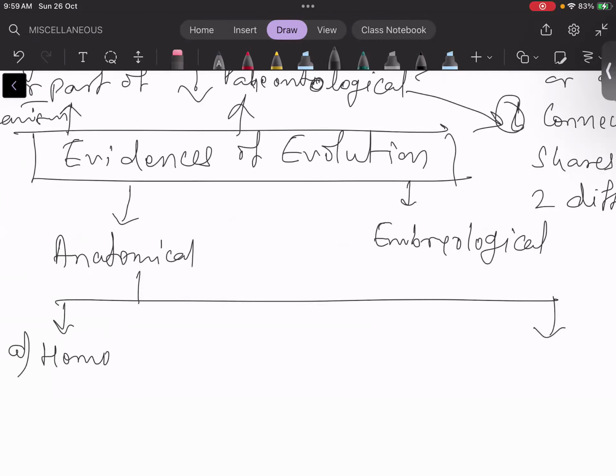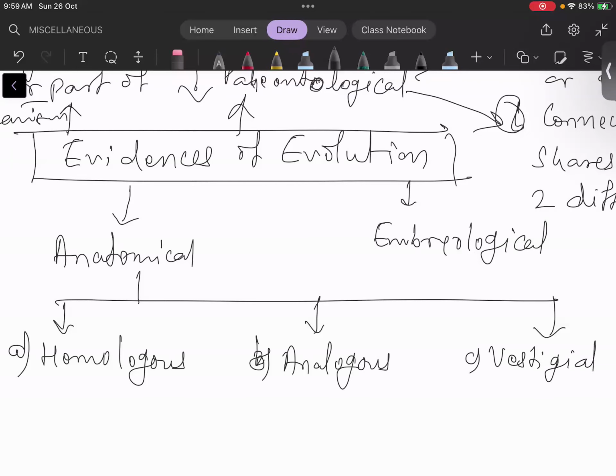First, homologous. Second, analogous. Then third, vestigial organs. Okay.